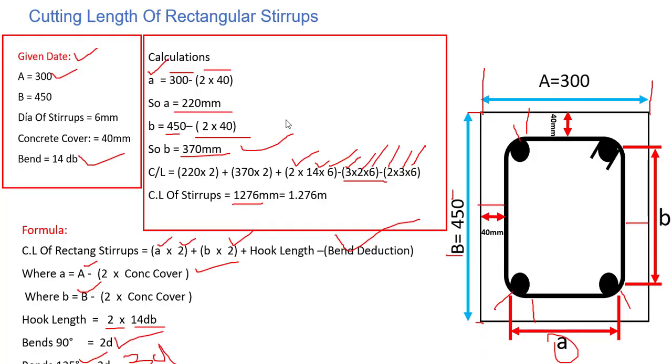So this is how we can find out the cut length of a rectangular stirrup. Hope you really understand this session. I'll see you in the next.